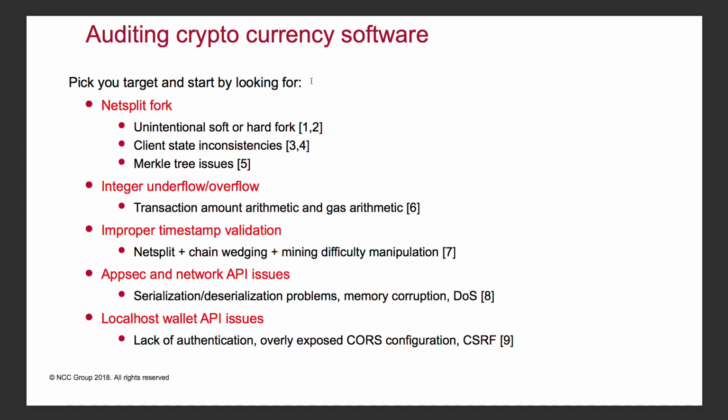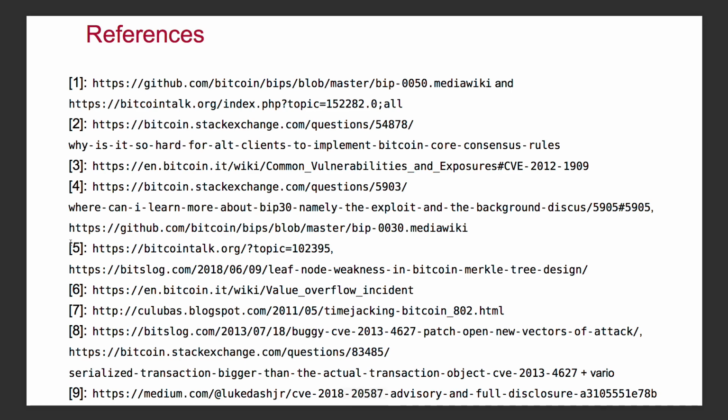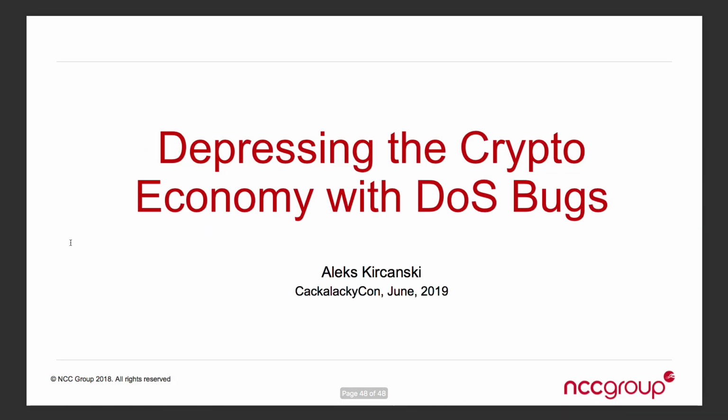Pick your own favorite coin, familiarize yourself with the issues in these areas that Bitcoin went through, and try to find them in your favorite coin. I think these are references. I'm happy if anyone wants to collaborate on this. I'll be happy to do that.